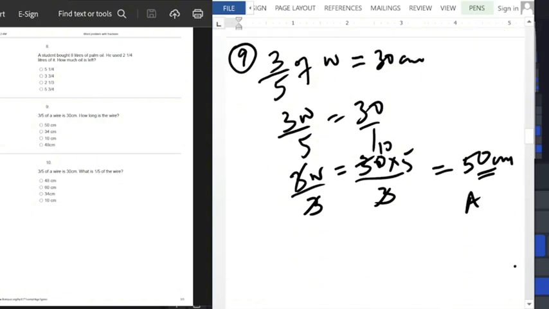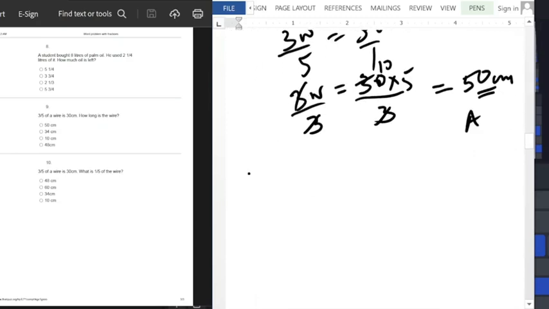And the last question here, question 10. Now, what is 1 over 5 of the wire? So the wire is 50 centimeters. That is 1 over 5 of the wire times 50. So 5 here and 5 here, that is 10. Select 10 centimeters, option D.